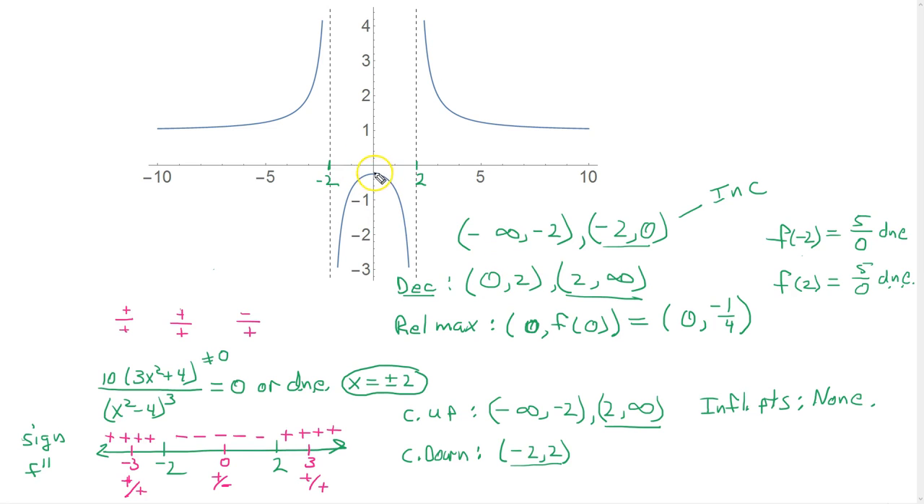Oh, one other thing, right there is a relative maximum that is at (0, -1/4). And notice we do have changes in concavity, but we don't have any inflection points because there are no points on the graph where we have a change in concavity across. We have changes in concavity across vertical asymptotes, but those don't count as inflection points.